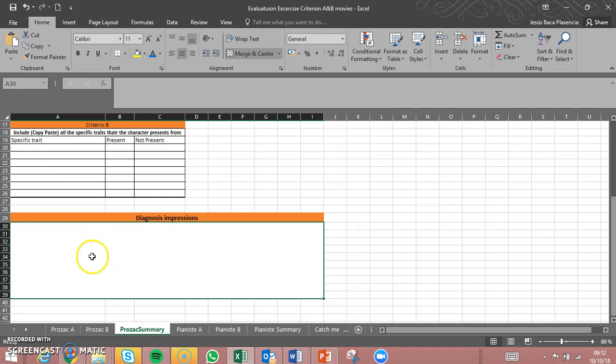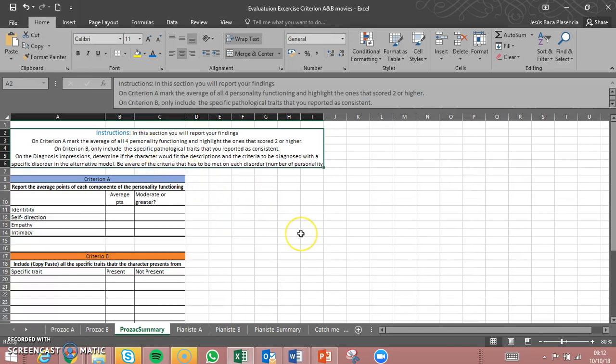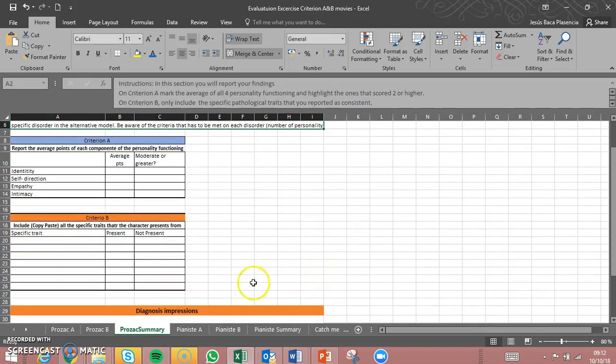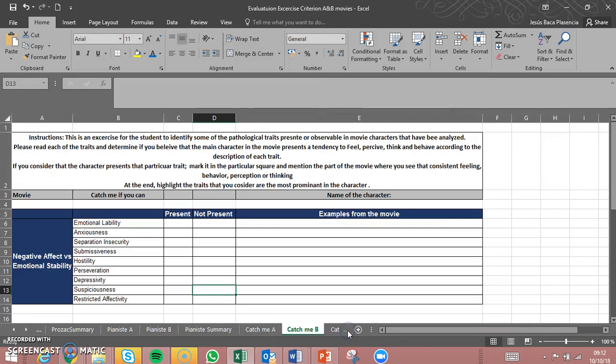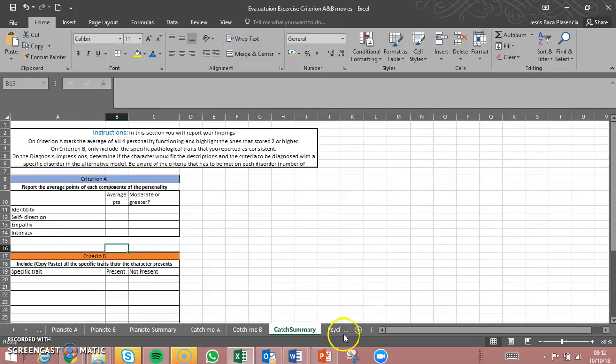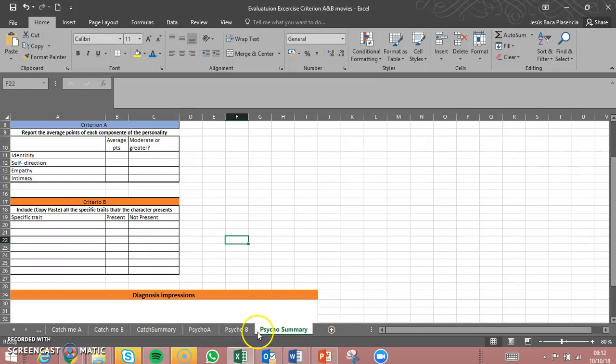Okay. If you have any questions, come to the instructions, and I hope that this guide has been instructive in order for you to start. You have to deliver this Excel. Again, this would be only for this movie. Then we're going to review The Pianist. Then we're going to review the movie Catch Me If You Can, which you can find here. And finally, the American Psycho movie. Okay. So you will have to end up having 4 of these summaries.